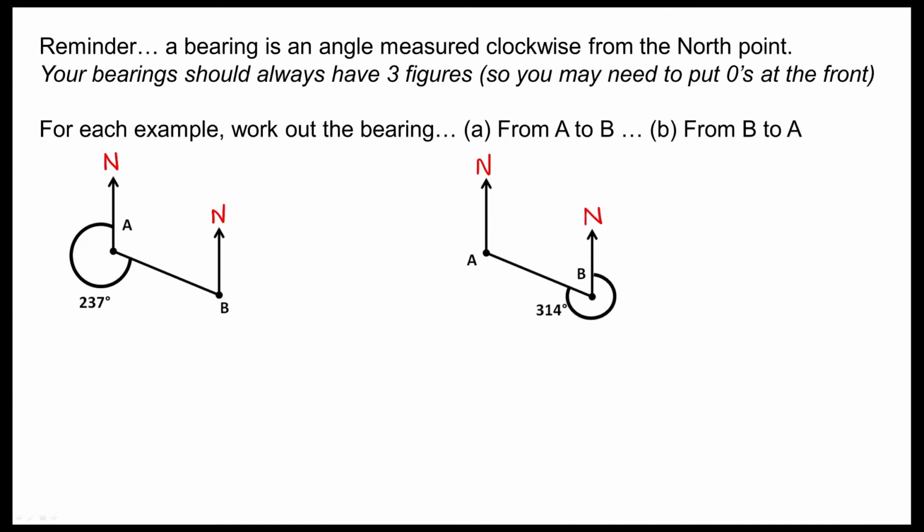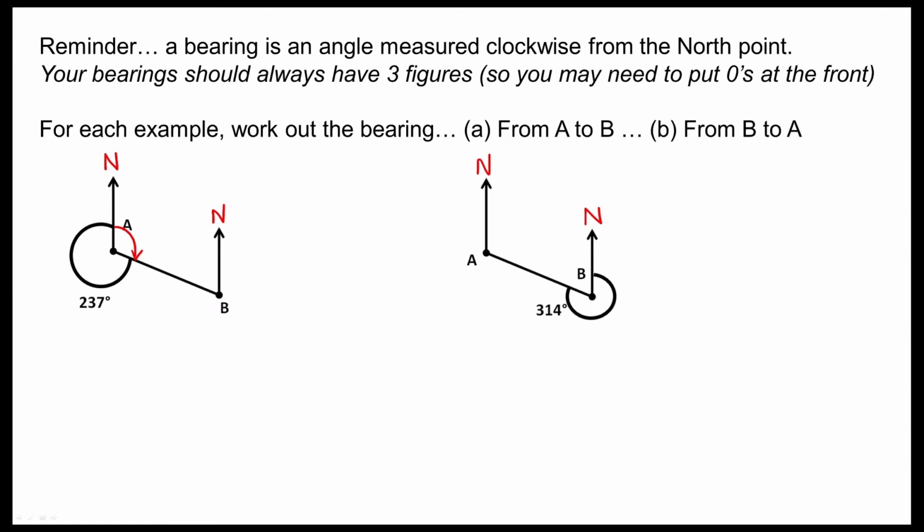So, looking at our first example, it's asking us to work out the bearing from A to B. So we go to point A because that's where we're going from, draw our north line going up, which we have already, and measure the angle clockwise round until we hit the line which is connecting to point B.